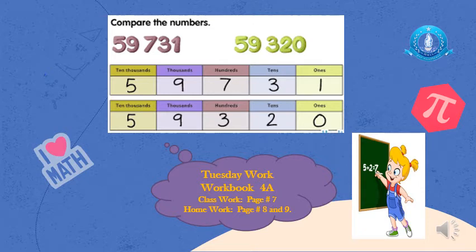In the same way you will do part B. Look at question number 2. Circle the greatest number. In the previous question we circled the smaller number, but here we are doing the opposite. Now we are going to circle the greatest number. Let's see part B. The numbers are 8063, 8360, 6830. You will circle the greatest number.